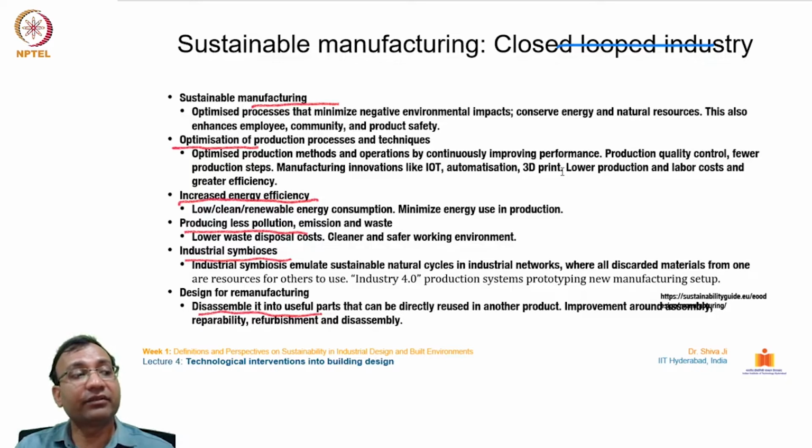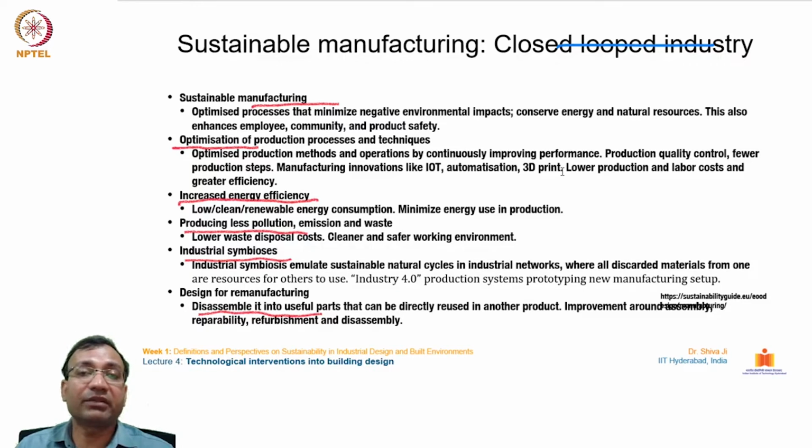Second, optimization of production processes and techniques. Production processes are the processes which consume the most part of the energy required in the industry sector. So how can this be optimized? Optimize production methods and operations by continuously improving performance, production quality control, fewer production steps. Manufacturing innovations like IoT, automation, 3D printing. Lower production and labor costs and greater efficiency.